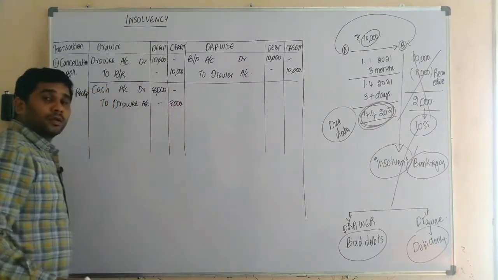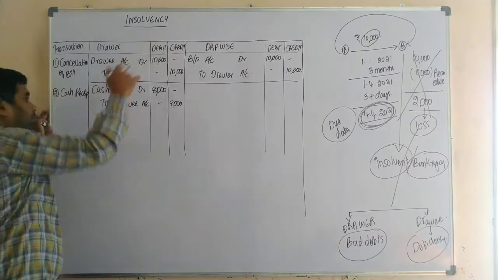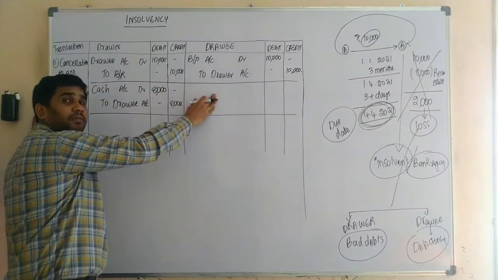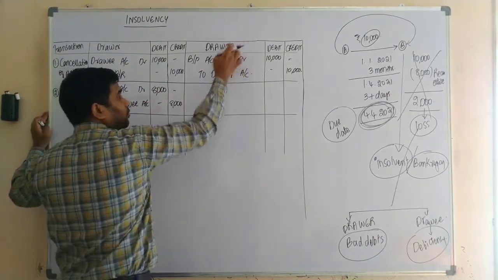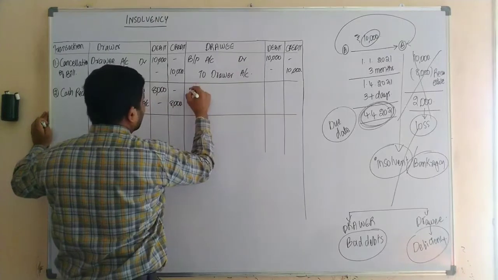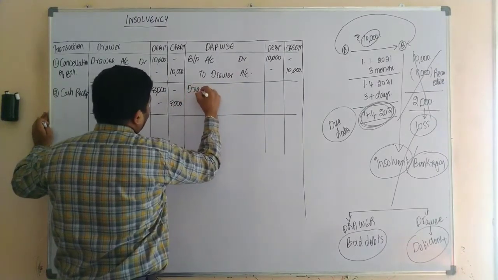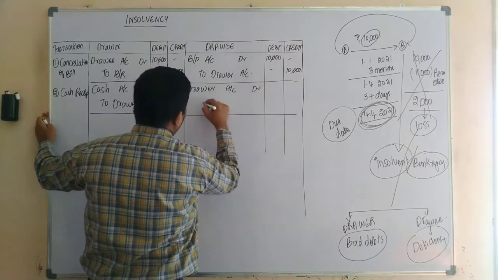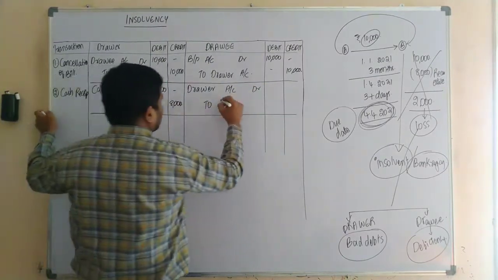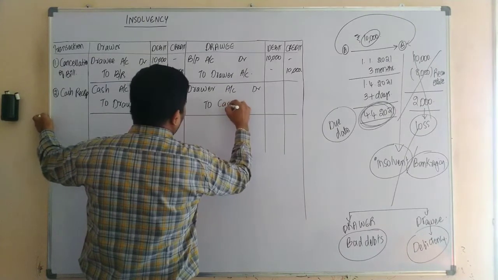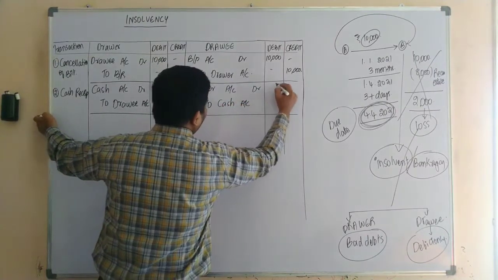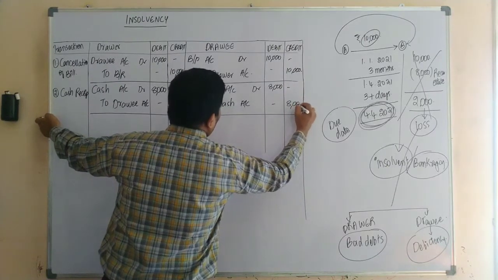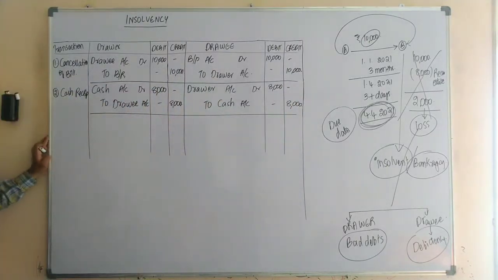from the personal property of Mr. B. So upon payment of 8,000 rupees from the personal property, what is the journal entry in the books of drawee? The journal entry would be drawer account debit to, what we are paying, cash account. So how much? 8,000 rupees debit, 8,000 rupees credit. Yes or no?